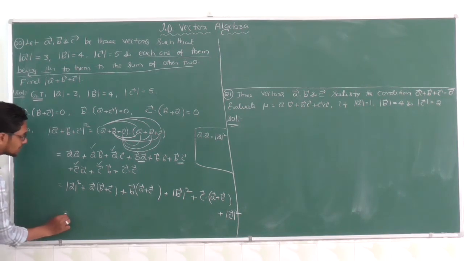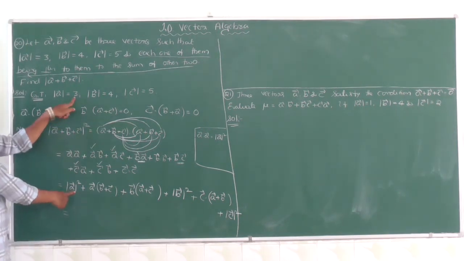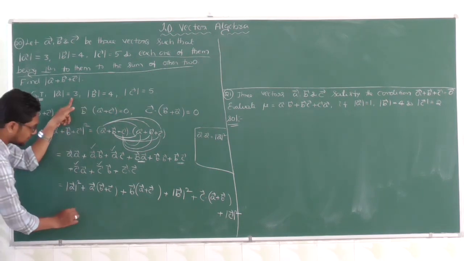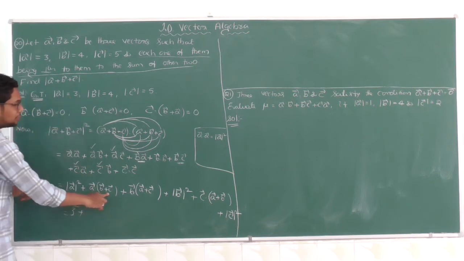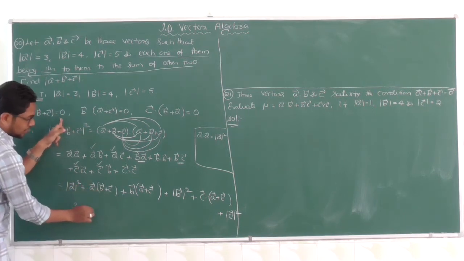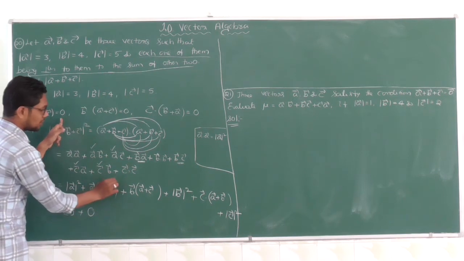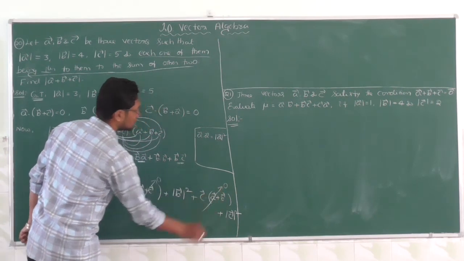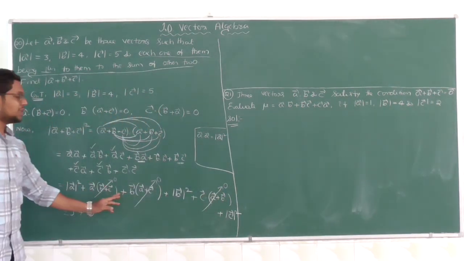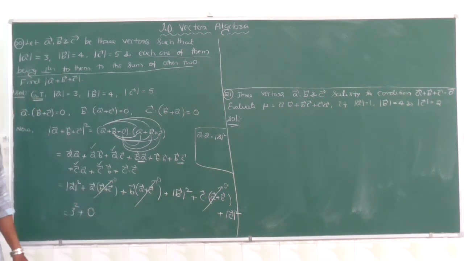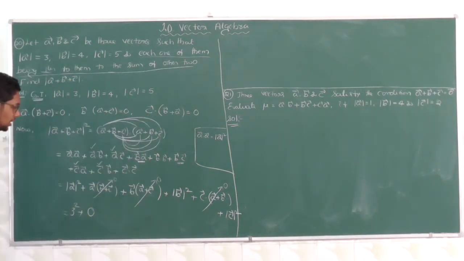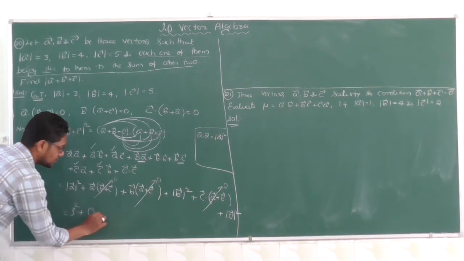Next, that is equal to magnitude of A, what is it? Magnitude of A, magnitude of B and magnitude of C are given in the problem. That is 3 square, plus A dot (B plus C), what is it? 0. Next, B dot (A plus C) is 0. Next, C dot (A plus B) is also 0. Because each one of them is perpendicular to the sum of the other two. That condition is given in the problem. A dot (B plus C), B dot (A plus C), C dot (A plus B) are 0.